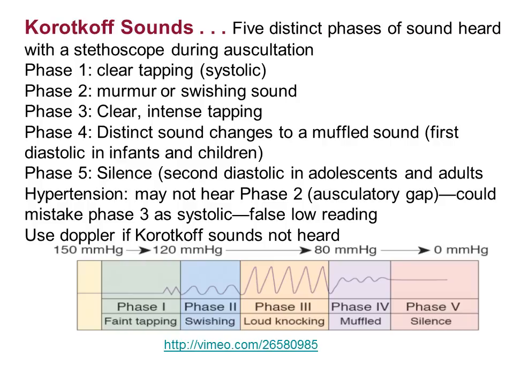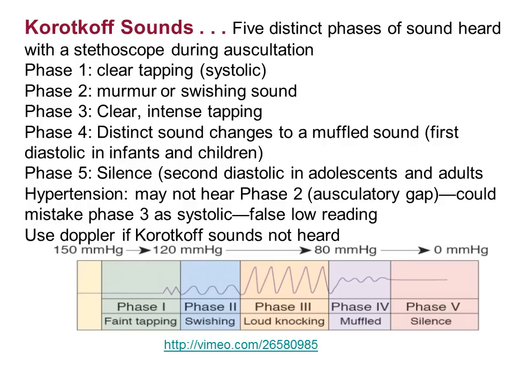The first phase, when you're listening with your stethoscope, you hear a clear tapping, and that's called systolic. Phase 2 will be your murmur or your swishing sound. Phase 3 will be your clear, intense tapping. Phase 4 is the distinct sound changes to a muffled sound. And then 5 is silence, which would be your diastolic in your adolescents and adults.